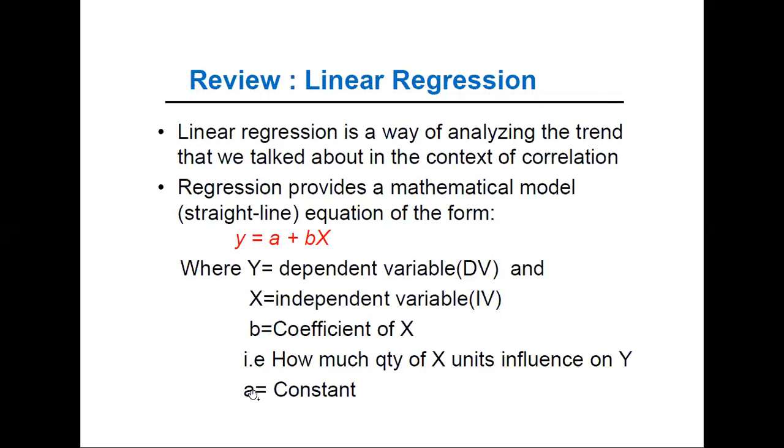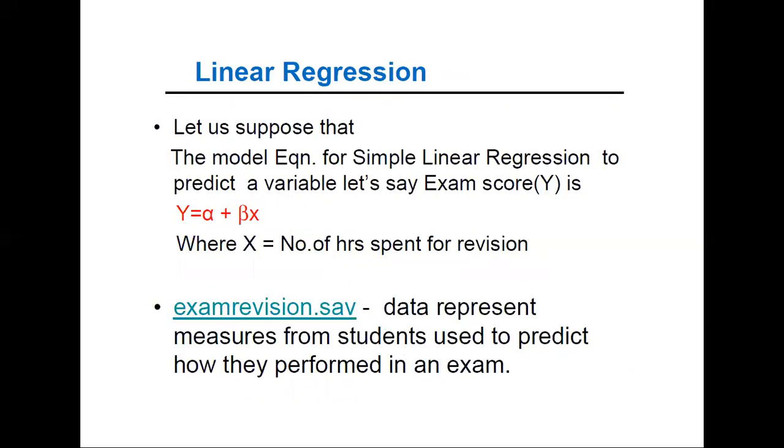If you take the value of x as 0, then this term is 0, then your y is a. Y is equal to a. That is the initial value for y. This is a very simple linear regression. It involves only two variables. Let us suppose that the model equation for a simple linear regression is used to predict your y.